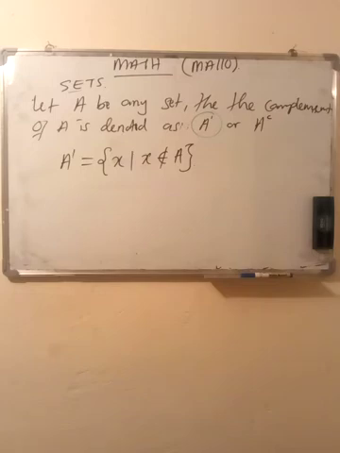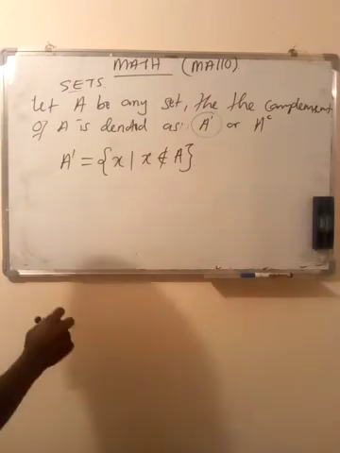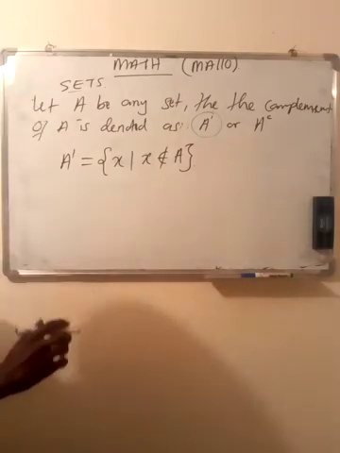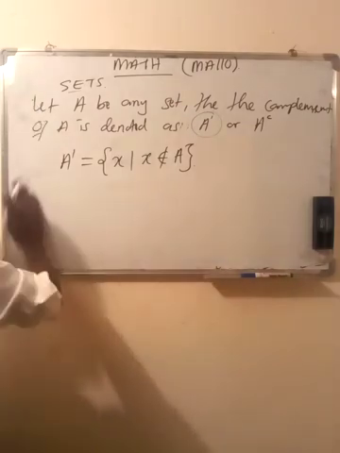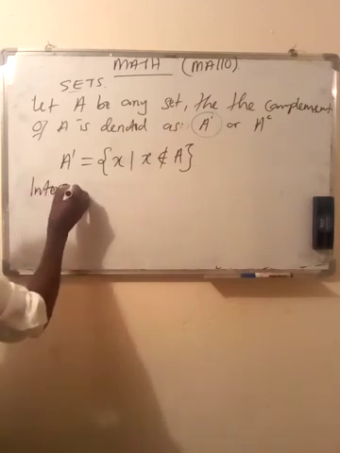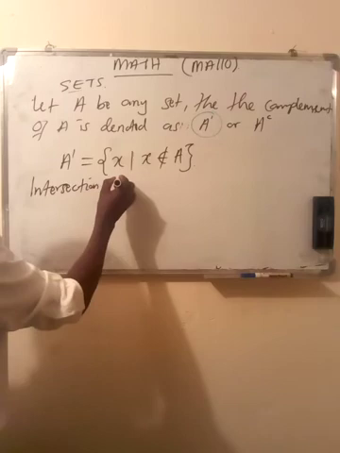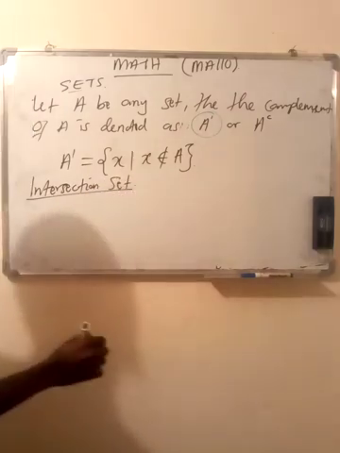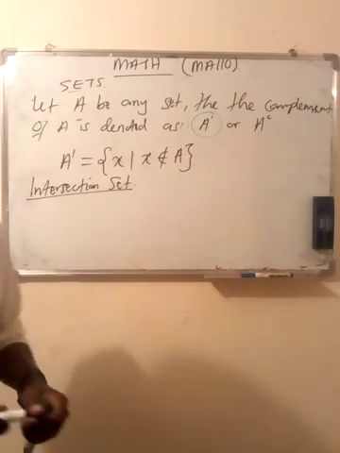Then let's look at what is called the intersection set. When we say intersection, we are basically talking about the common ground. We're talking about the set of elements that are found in both set A and set B.